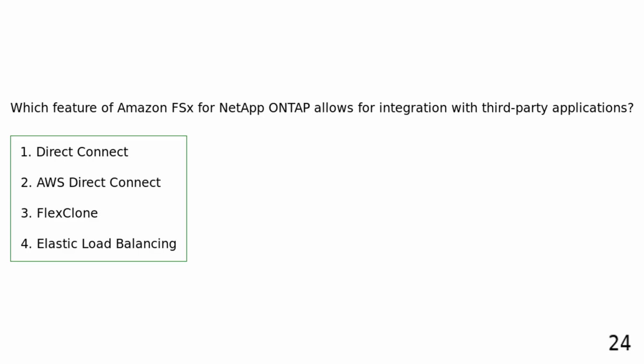Which feature of Amazon FSx for NetApp ONTAP allows for integration with third-party applications? Direct Connect. AWS Direct Connect. FlexClone. Elastic Load Balancing. Amazon FSx for NetApp ONTAP offers FlexClone, which enables integration with third-party applications.